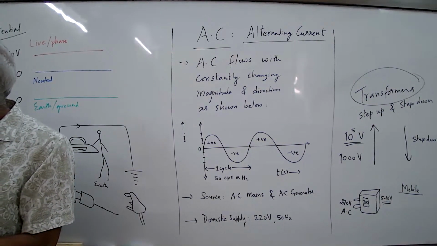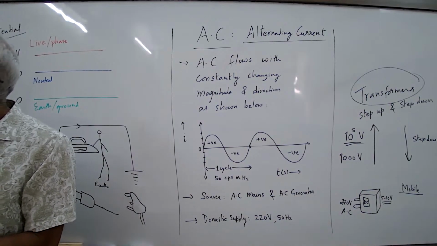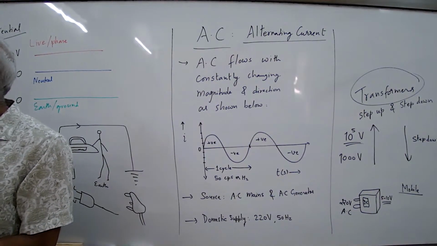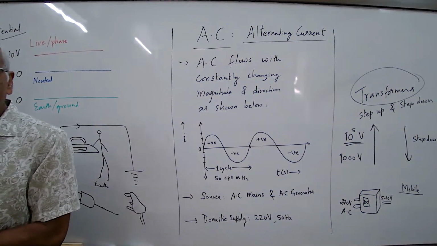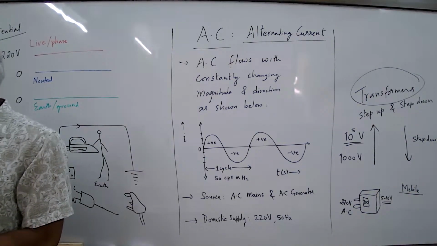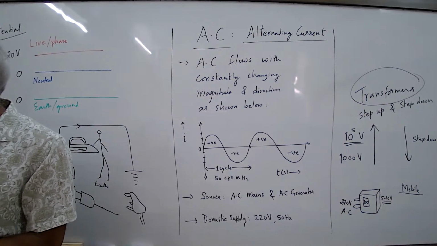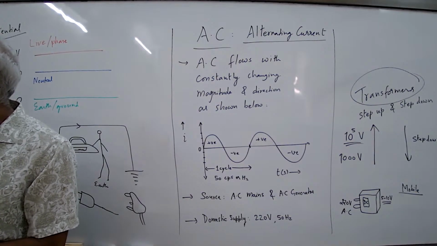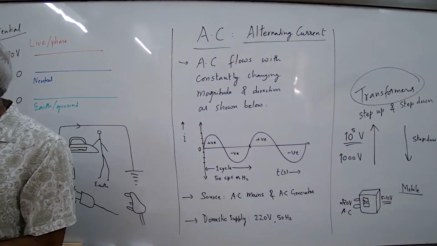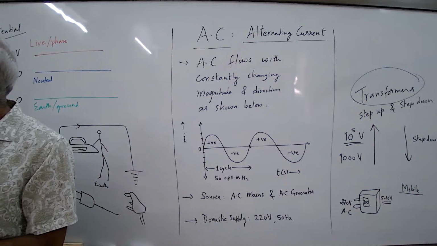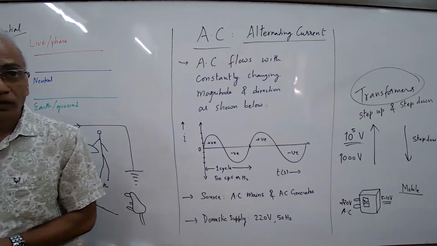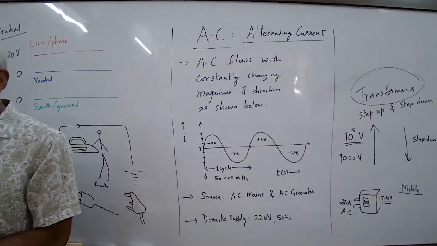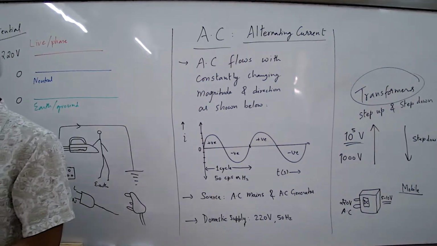What is the potential difference between live and neutral? 220. So is this a series or parallel connection? Parallel, right? Each device is getting 220 volts. And you may have a socket with only two pins, without earthing. That's also allowed. Is the logic understood? It's just how the wires are drawn, nothing else.